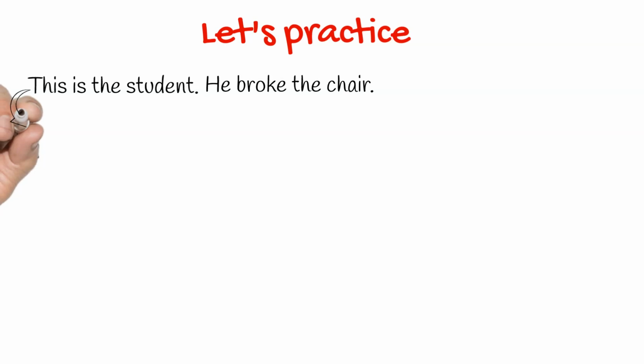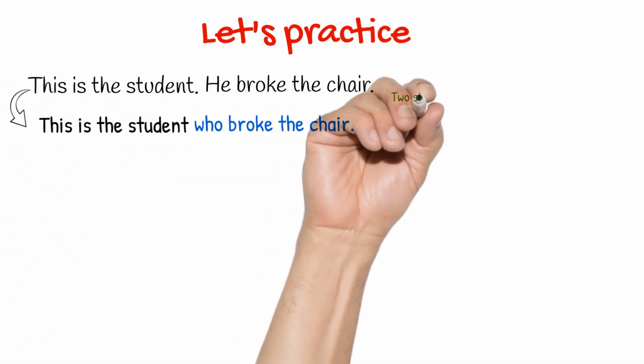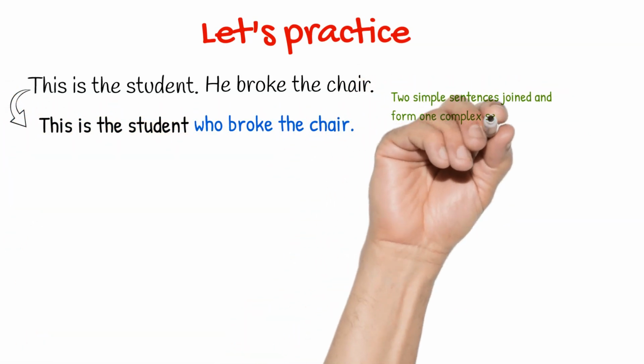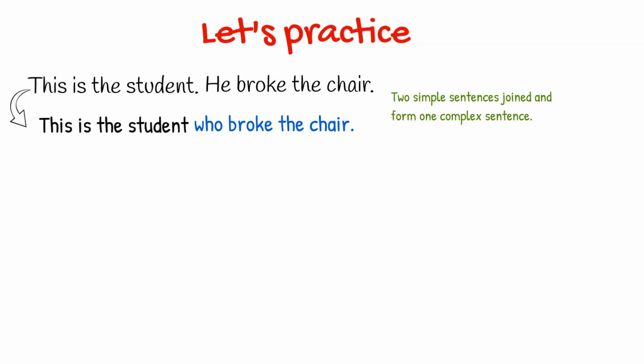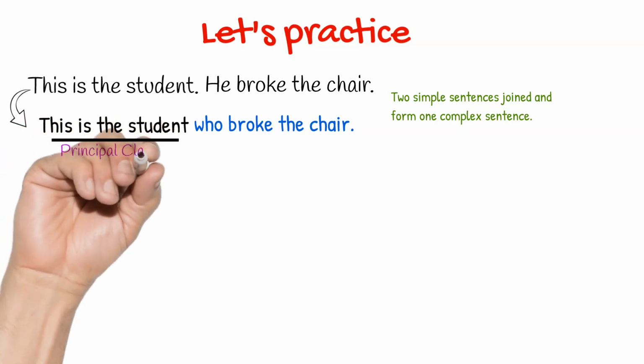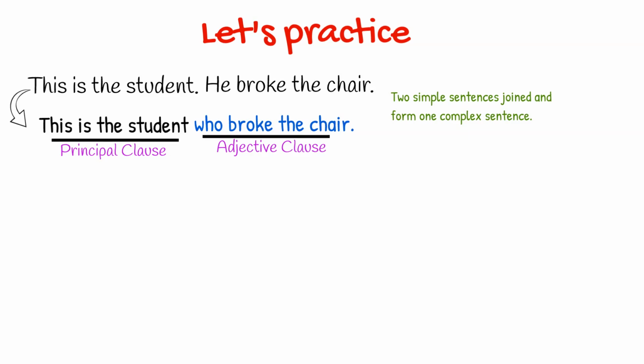This is the student who broke the chair. Now, we have joined these two simple sentences, and it forms a complex one using an adjective clause. Here "who broke the chair" is the adjective clause and "who" is the subordinating conjunction that joins the subordinate clause to its principal clause. In both ways, we can convey the same meaning, but the writing style got improved. Now, listeners don't find this writing monotonous.